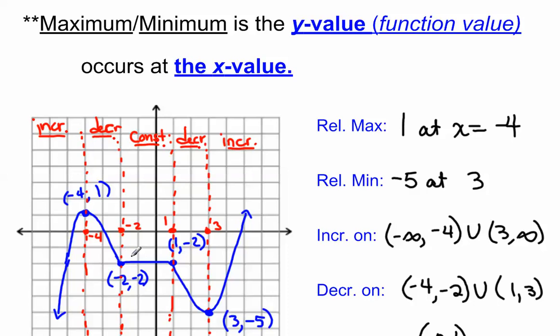Now neither of these guys here is any kind of minimum or maximum, because it's not really changing directions. It's coming down and then it just stays the same. So this really isn't lower than anything next to it, and this isn't higher than the point next to it. We also never use infinities as maxes or mins.